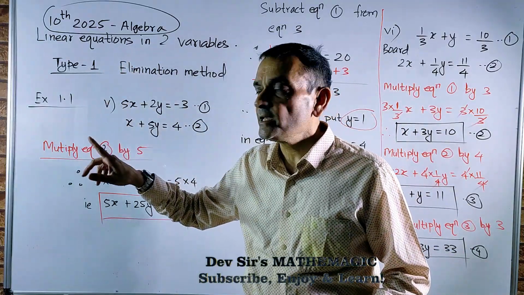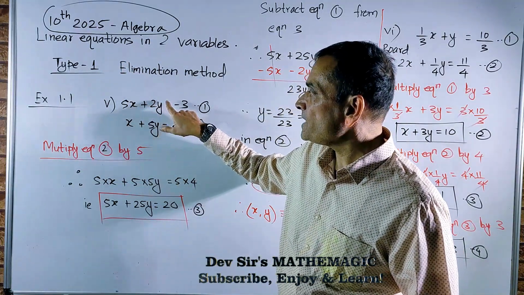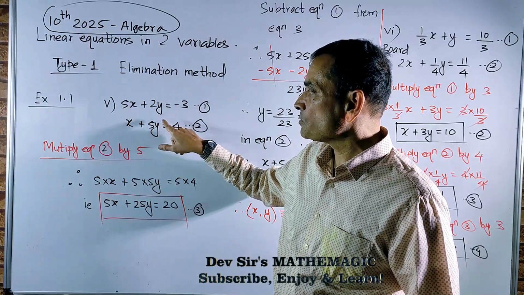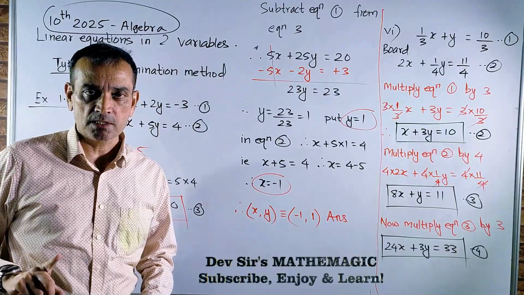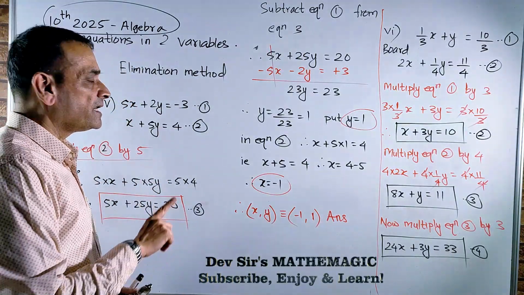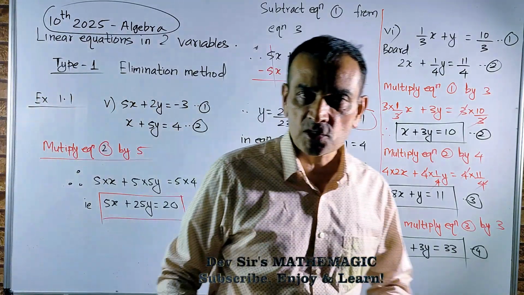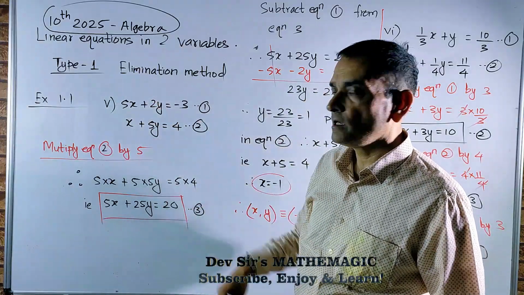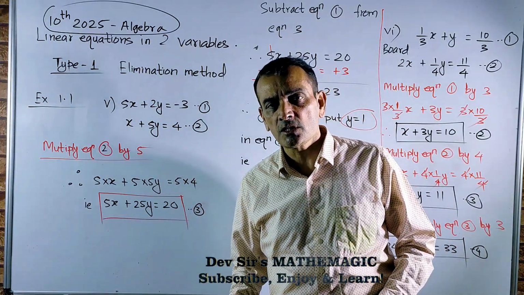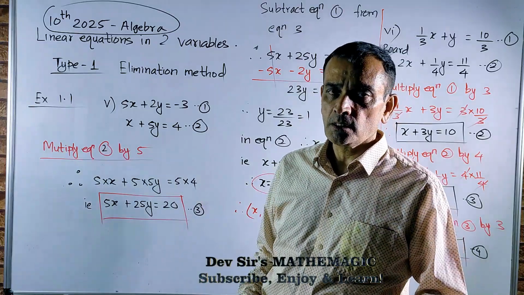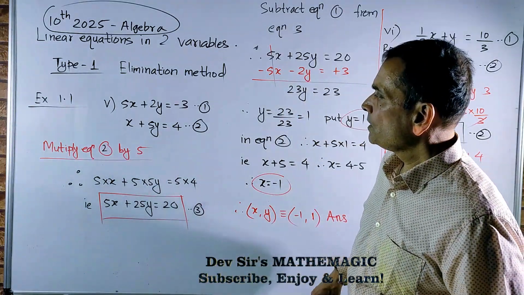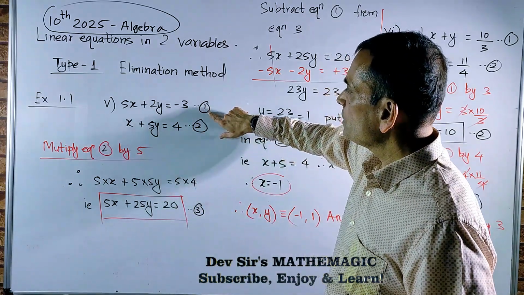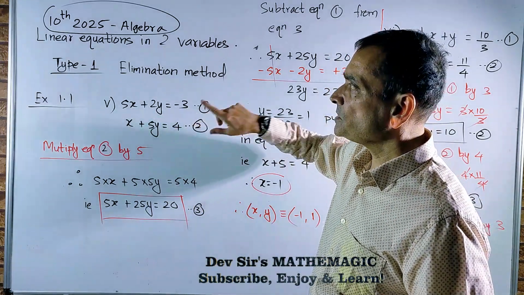Linear means degree x raised to 1, y raised to 1, x raised to 1, y raised to 1. So अगर degree 1 है तो उसको बोलते हैं linear equations. Okay? If degree is 2, it is called as a quadratic equation. If it was 5x squared, then it becomes a quadratic equation, which is there in this quadratic equation का chapter अलग है. So these are the two equations given to us, linear equation.